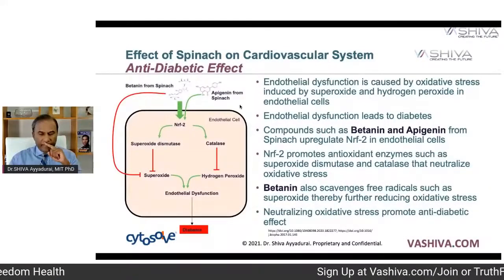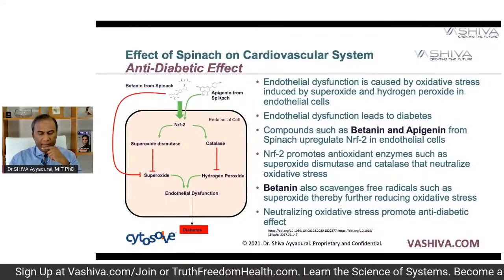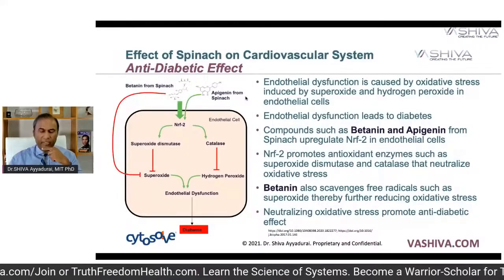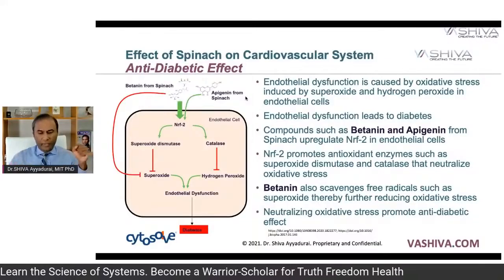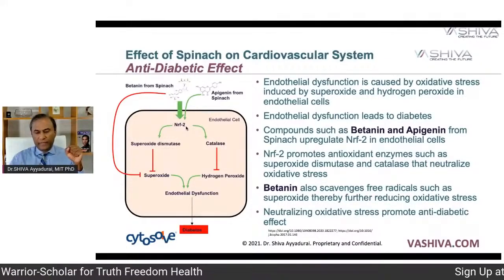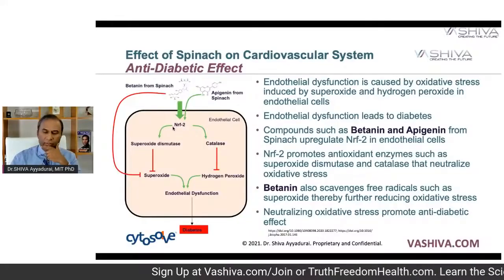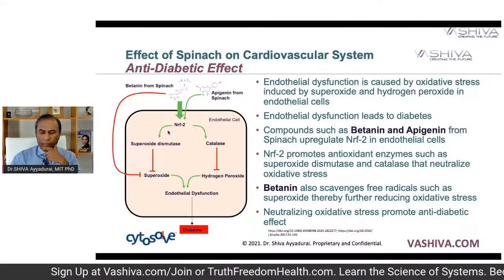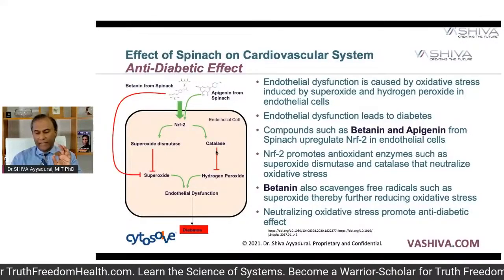The other effect is the betanin from spinach, as we talked about, also supports anti-diabetic effect along with the apigenin. So the apigenin, the bioflavonoid, and the betanin have sort of a left and right hook effect. The betanin and the apigenin support the creation of NRF2. And NRF2, you can do your own research on it. It's extremely important because NRF2 leads to the formation of two enzymes, superoxide dismutase and catalase.